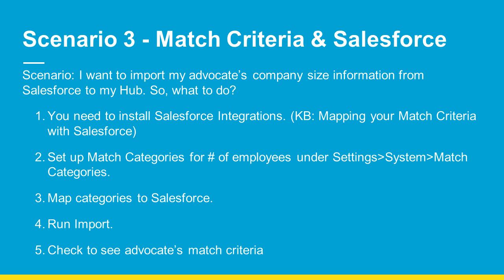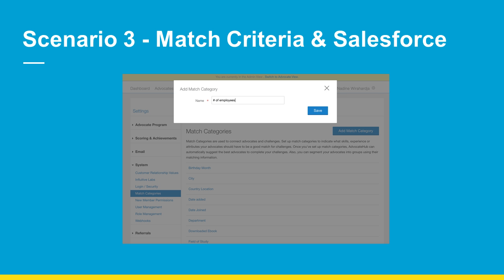First step, how do you add match criteria? Next slide. So to do this, I need to go to Settings, System tab, and Match Categories. And for example, I want to map the number of employees. So I'll just add the text field there, name it number of employees, and then click Save.